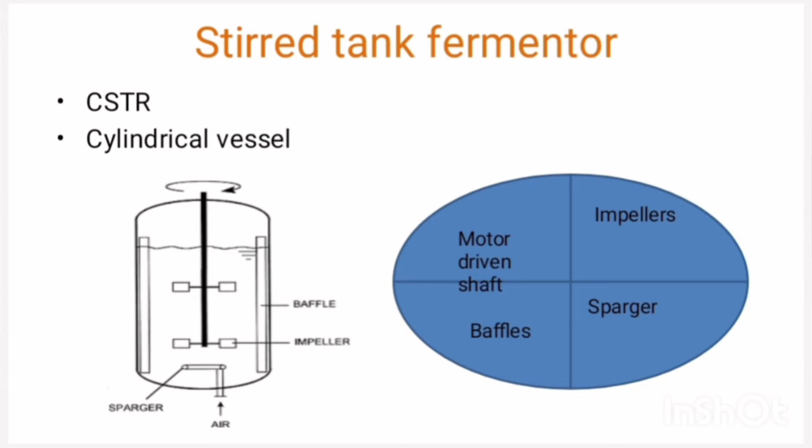Air is added to the culture medium under pressure through a device called a sparger. The sparger may be a ring with many holes or a tube with a single orifice. So spargers are mainly two types: ring sparger and tube sparger. Sparger and impellers provide gas distribution throughout the vessel.